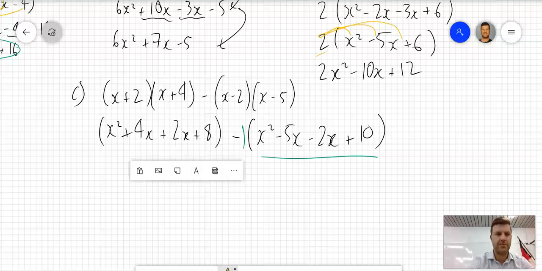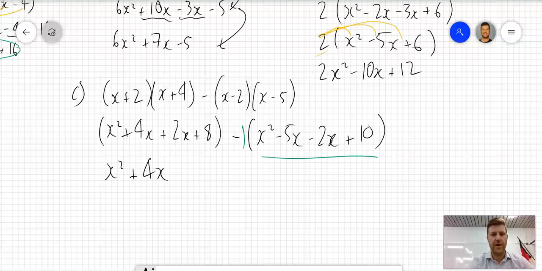What's in front of this term here? What term is that? It's a positive one, isn't it? There's nothing there. We assume it's a positive one. So each term inside this bracket can be multiplied by positive 1, which still gives me 1 times x squared is x squared, 1 times 4x is positive 4x, and so on. So I'm going to remove those brackets easily. Then I'm going to multiply each term inside this second set by minus 1.